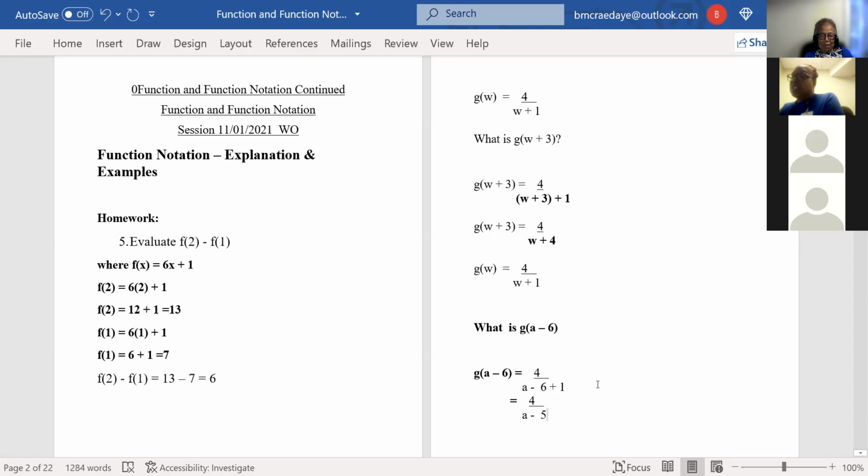Is it making sense? I don't know. This one, I'm not getting it too well. So G of A minus 6 equals 4 over 6 plus 1. So where you're supposed to have a W? Yes, Chastity. I'm sorry, where do I find this page? Oh, this you don't have.